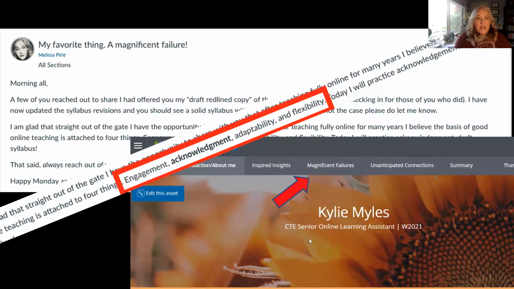And Kylie Miles came in and discussed as a student her portfolio, and one of her tabs in the portfolio was magnificent failures. I have never let go of that. And so when I fail to meet my own standards in the course, I like to right away acknowledge that.